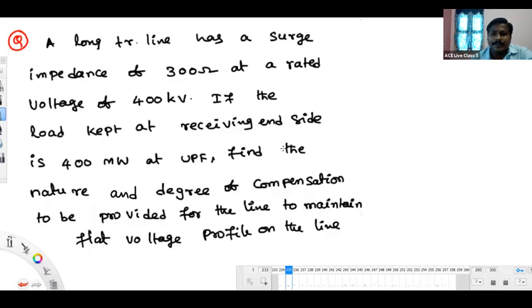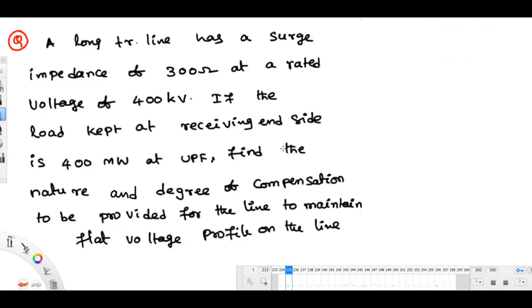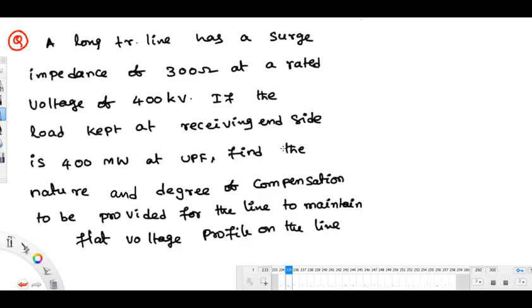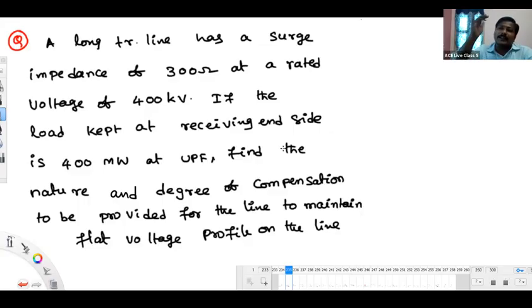See, both limits you have to consider: the steady state stability limit as well as the thermal limit. There's no doubt about it. But if you satisfy the lower limit among the two, the upper limit is definitely also satisfied. So for a long line, I consider both limits, but the steady state stability limit is lower compared to the thermal limit. If I keep the loading less than the steady state stability limit, it will definitely be lower than the thermal limit also.